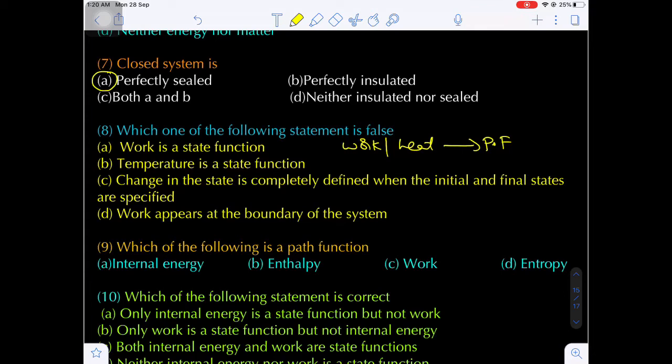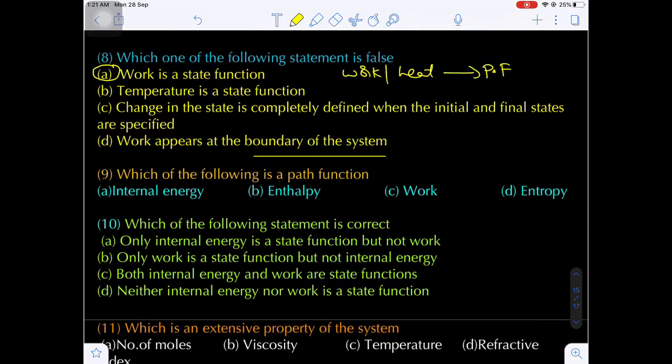And see the remaining statements. Temperature is a state function, correct. Change in the state is completely defined when the initial and final states are specified. Yes, if I mention point A to point B, then I can find the change in the state. Work appears at the boundary of the system, it is also correct. So finally, what will be the false statement? Work is a state function, because actually work should be a path function, path dependent. But in the question, work is a state function, that's why it is incorrect.